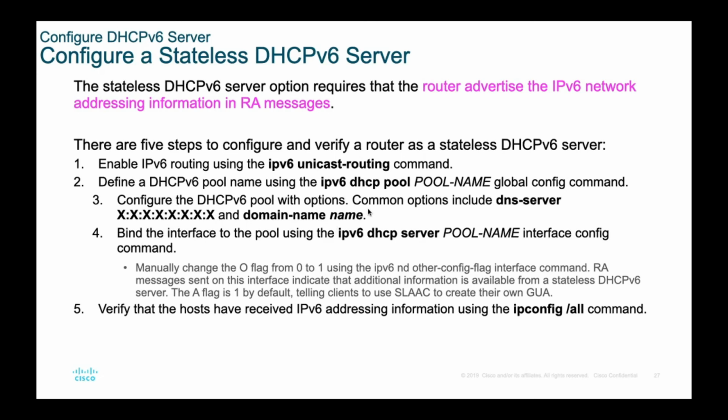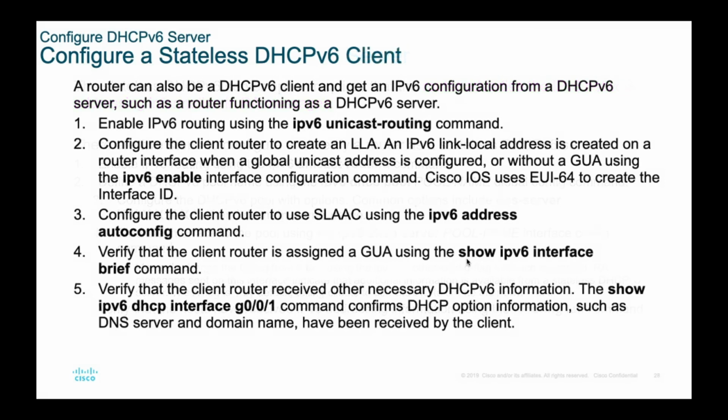And then inside that interface, let's say interface G0/0/0 connected to the switch, that interface needs to provide the DHCP service. So we need to enter the command IPv6 DHCP server and pick a pool that you would like to enable there. So that's all. So the client will get the IP address.